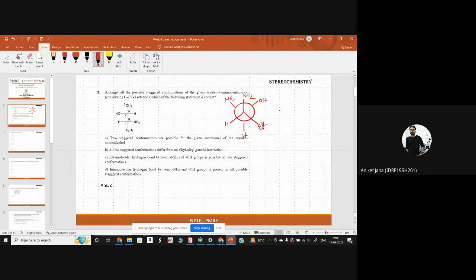So tell me, which conformation is this? Is this eclipsed or is this staggered? Staggered. So the connecting groups are far apart from each other. Okay, so there is less steric interaction between them, right?